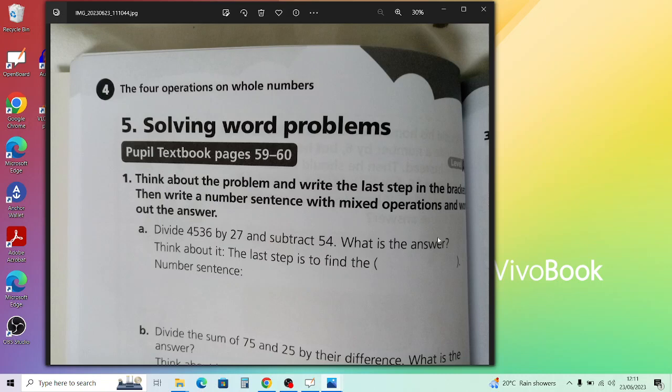Which one shall we do? We'll just do the bottom bit. From 64, subtract the quotient of 32 divided by 16. So the quotient again means the answer. So it'll be 64 take away, and 32 divided by 16 will be in the brackets. And if it's not in the brackets, it's not a problem.